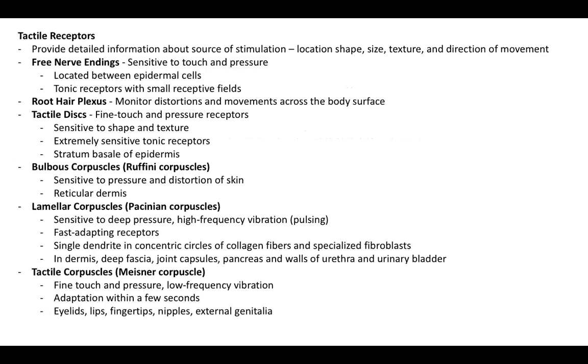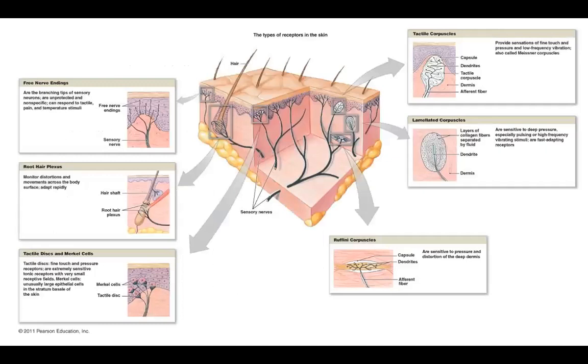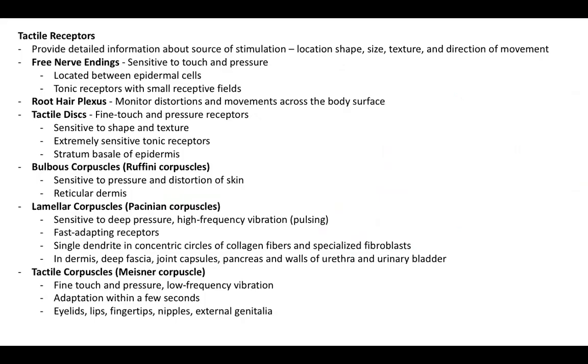We'll start with the tactile receptors. We've seen this slide before. All of these are in the skin, so these feel touch. We have our free nerve endings, our root hair plexus, the tactile discs or Merkel cells, Ruffini capsule, lamellated corpuscles, and the tactile corpuscles. The free nerve endings are sensitive to touch and pressure, and these are tonic receptors. They have smaller receptive fields, and they don't have that peripheral adaptation as quickly.